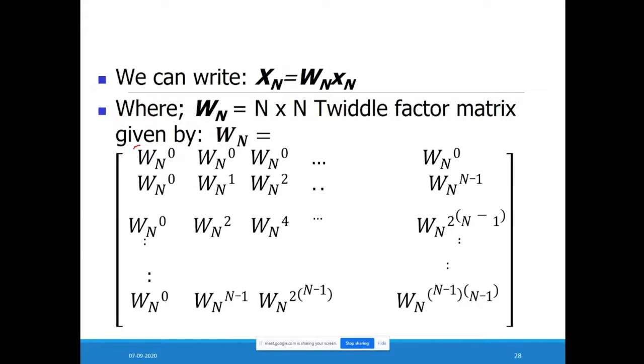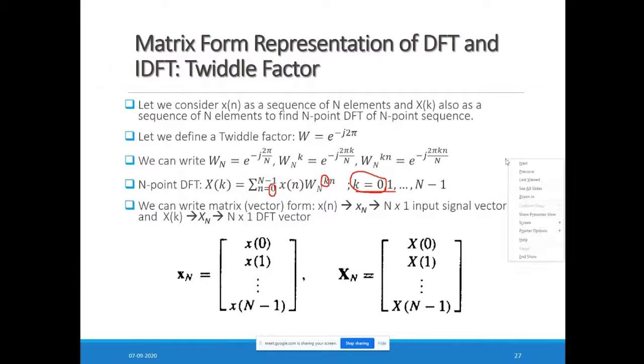Okay, for this first row, first you are getting omega n 0, omega n 0, omega n 0 up to the last. So when any value of n multiplied with k's value is equal to 0, your outcome is always omega n raised to 0. So the first row represents omega n raised to 0.